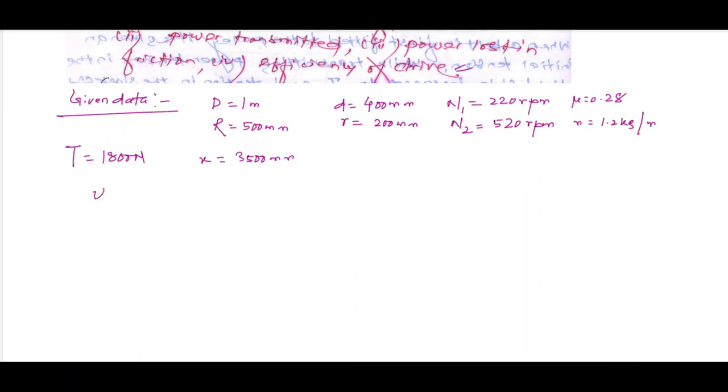distance between the shaft is 3500 mm. So we have linear velocity V is pi d N1 by 60. So pi into, this will be capital D if you are considering driver. So pi into 1 into 220 divided by 60. This is 11.51 meter per second. Okay.